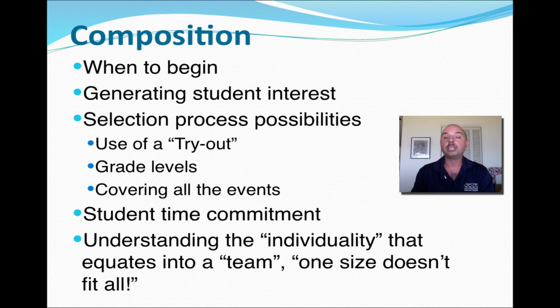You want to make sure that you advertise that your team's open to all grade levels. If it's a middle school, that means 6th, 7th, 8th, and 9th grade. If you're at a high school, that's 9th, 10th, 11th, and 12th graders. And of course, you want to cover all or as many of the events as possible. And that's one of the other neat things about Science Olympiad. You can participate in as much or as little of it as you want.